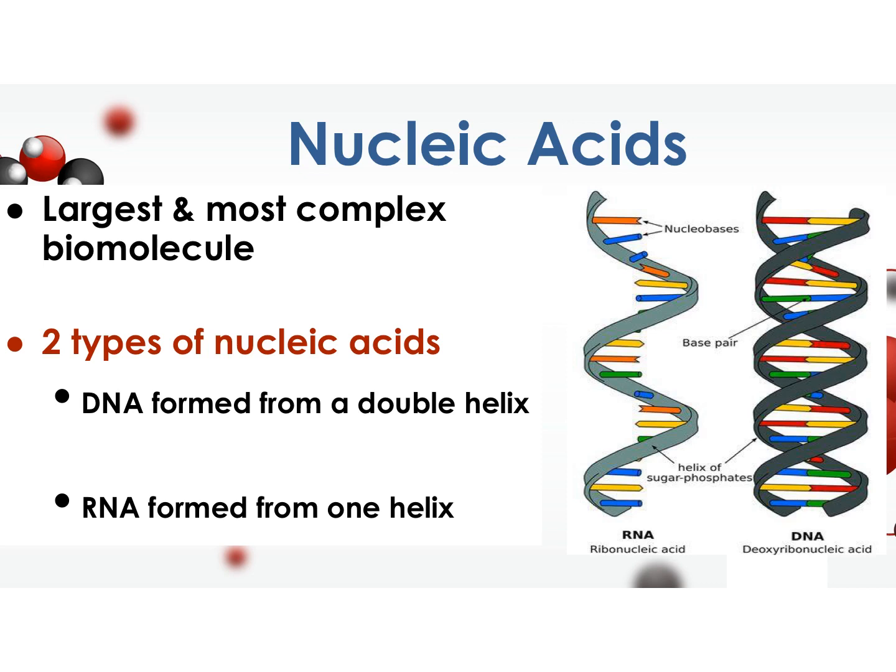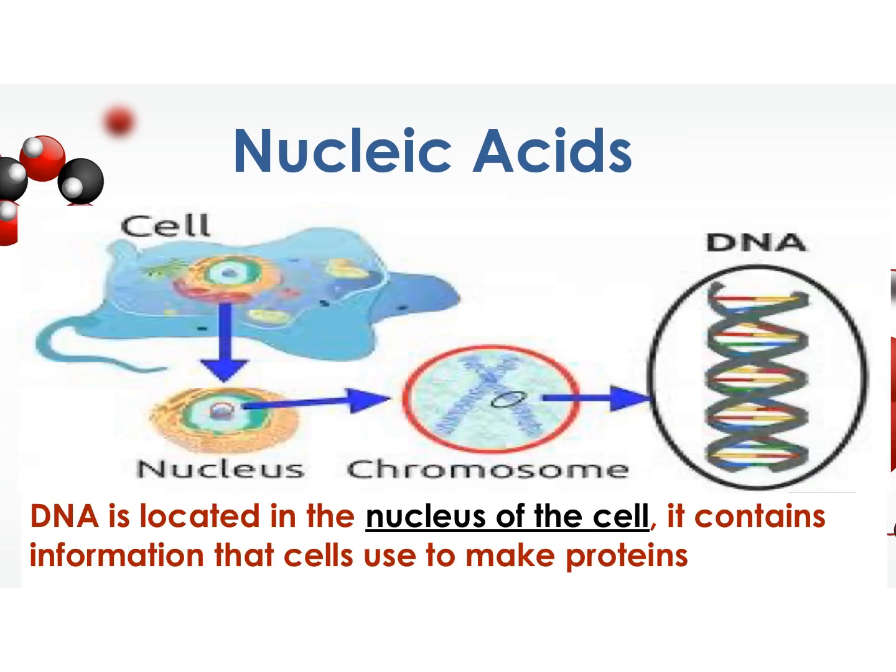We have first the DNA, which is formed from a double helix. However, the RNA is formed from one helix, which means that the DNA, which stands for deoxyribonucleic acid, is a double-stranded molecule, while the RNA, which stands for ribonucleic acid, is a single-stranded molecule. You can find the DNA molecule in the nucleus of the cell. It contains the information that the cells use to make the proteins.